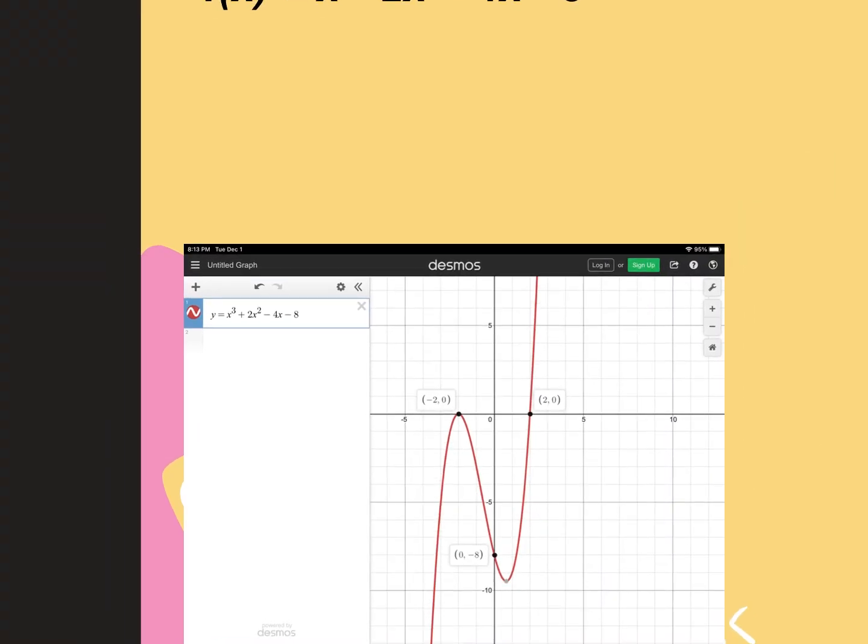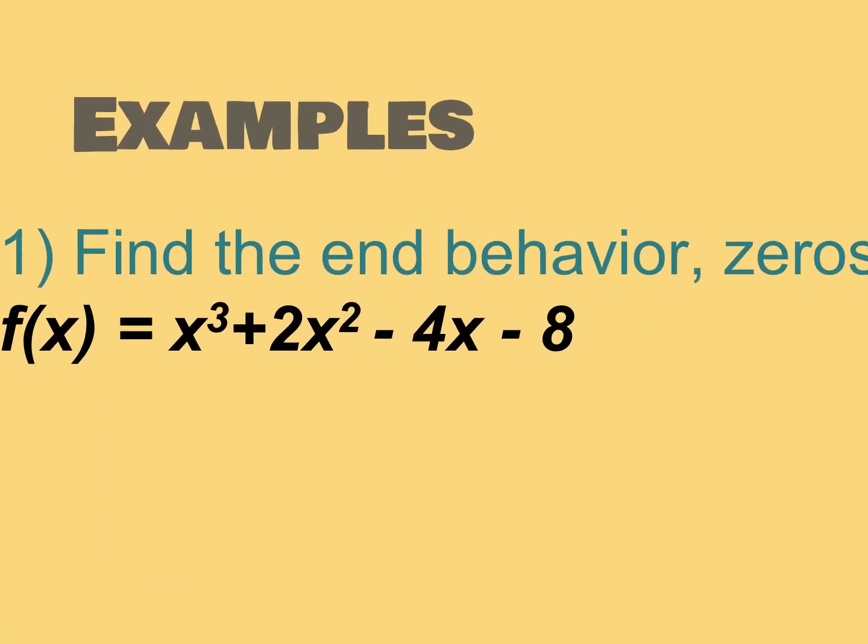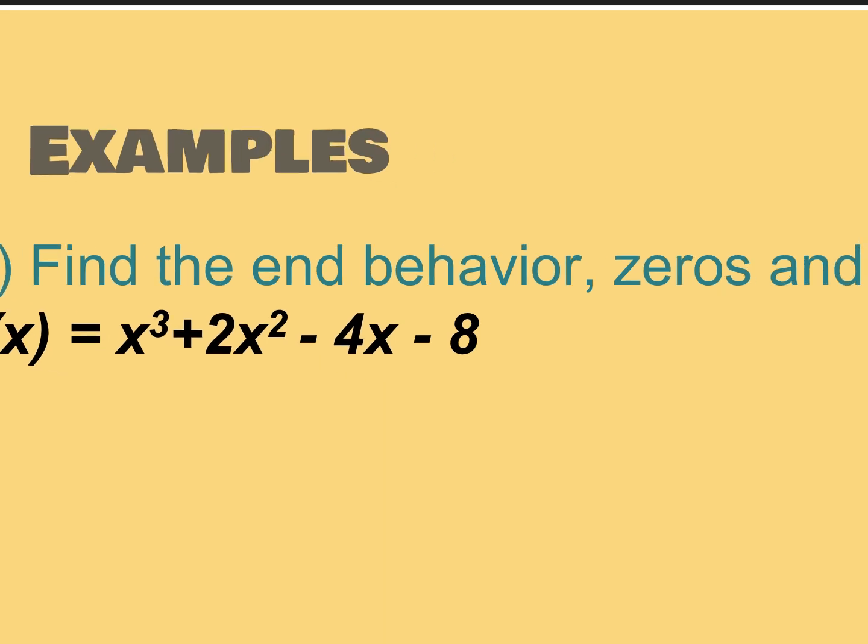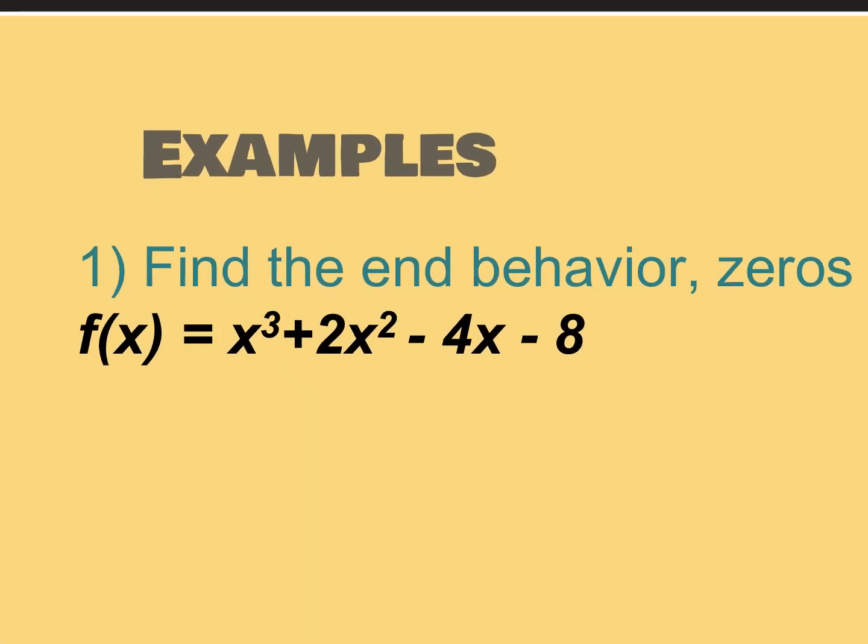You guys are going to be given a calculator portion and a non-calculator portion on your test. So you're going to have to do them by hand. One of them, you'll have a calculator that you'll be able to kind of check and see where it is. One of them, you won't. So in this case, let's look at this and pretend like we don't have our calculator. We're going to find the end behaviors, the zeros, and multiplicity.